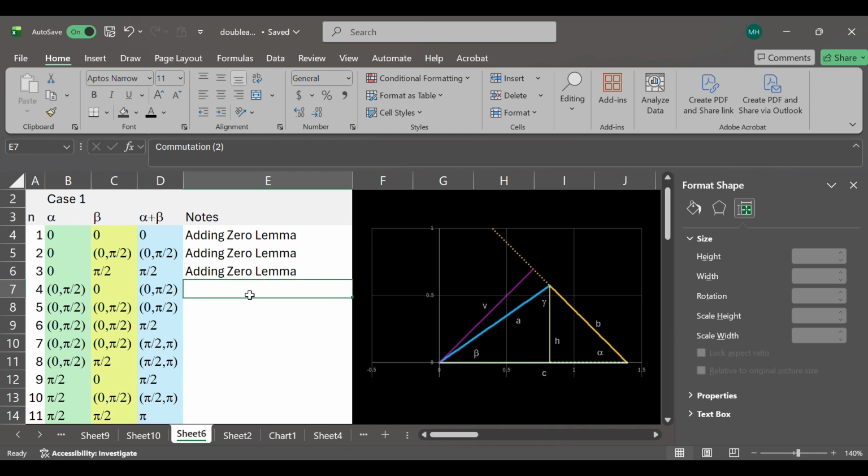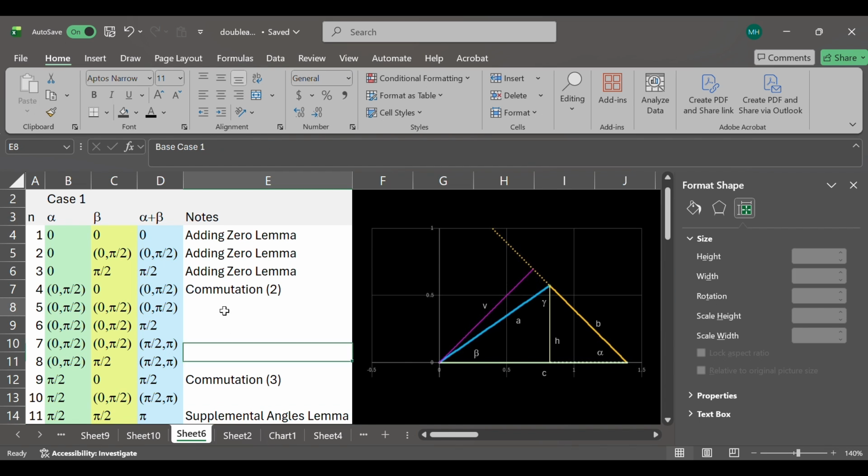And 4, that's also a version of the adding 0 lemma, but that's a commutation of the second case. And 9 is a commutation of the third case of the adding 0 lemma. Okay, and the one more easy one, 11, the angle sum to pi, we have a rule for that, the supplemental angles lemma. Okay, now let's look at the base case. That's 5. Well, we proved the base case, so we're good to go.